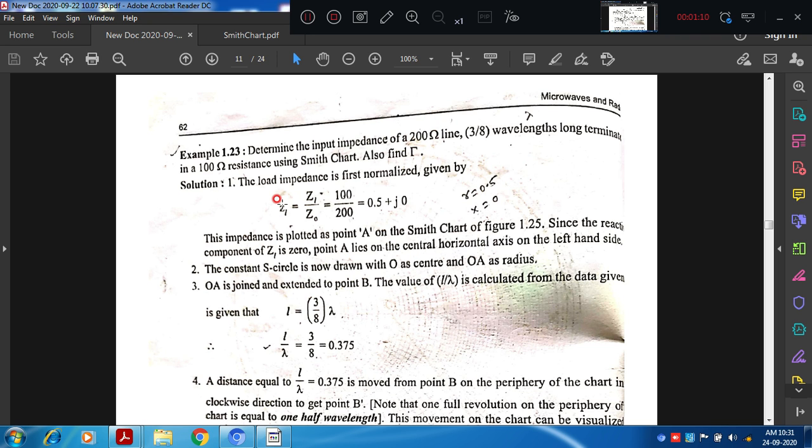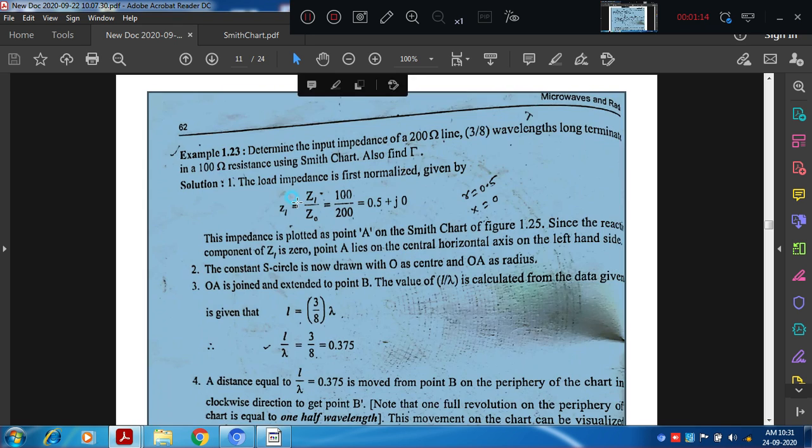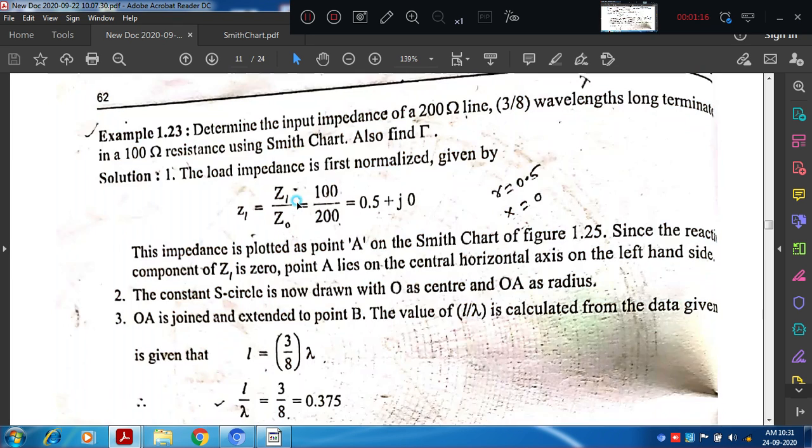The first and foremost step in the numericals of Smith chart is what? Normalization, doing the normalization of the resistance values. So small zl will be capital ZL by Z0. Capital ZL, the load impedance, is 100 ohm. Characteristic impedance is 200 ohm. So ZL by Z0 results in 0.5 plus j0.